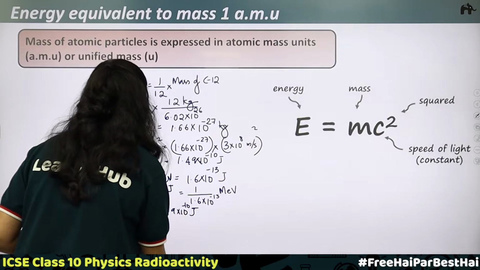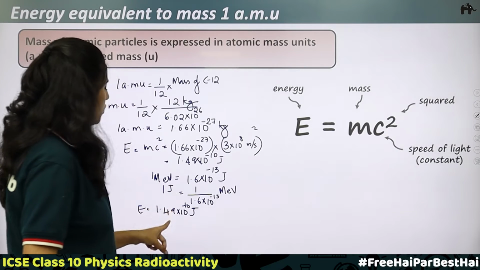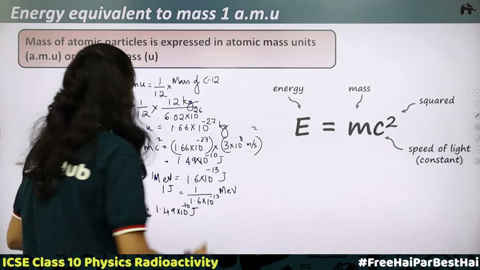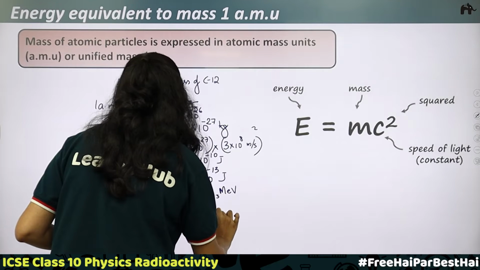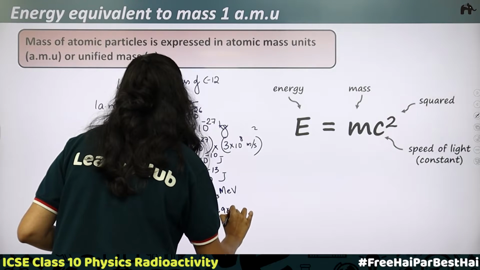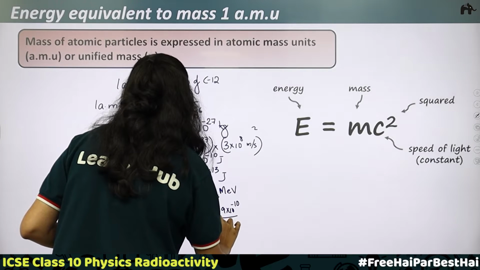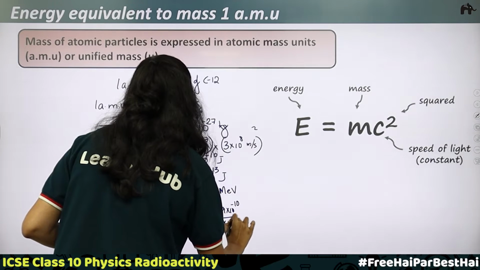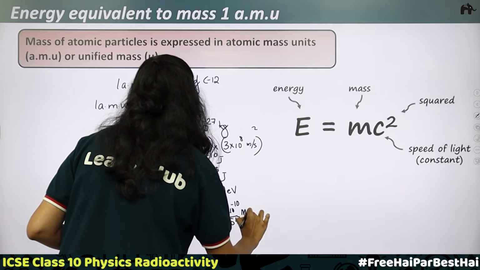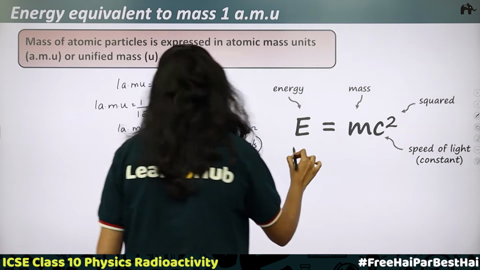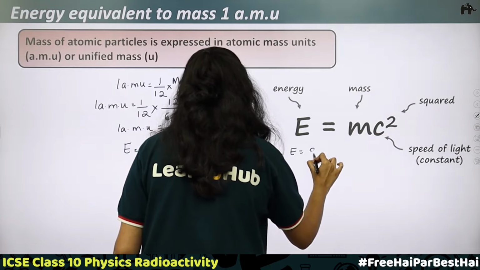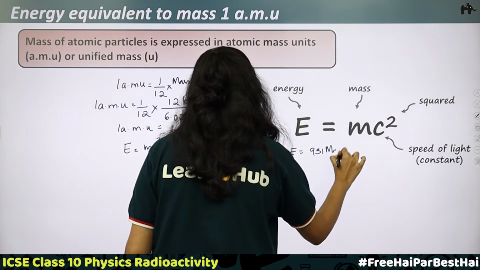So energy is equal to 1.49 into 10 raised to minus 10 joules. This is equal to 1.49 into 10 raised to minus 10 divided by 1.6 into 10 raised to minus 13 MeV. So when you calculate this, you will be getting energy is equal to 931 MeV.